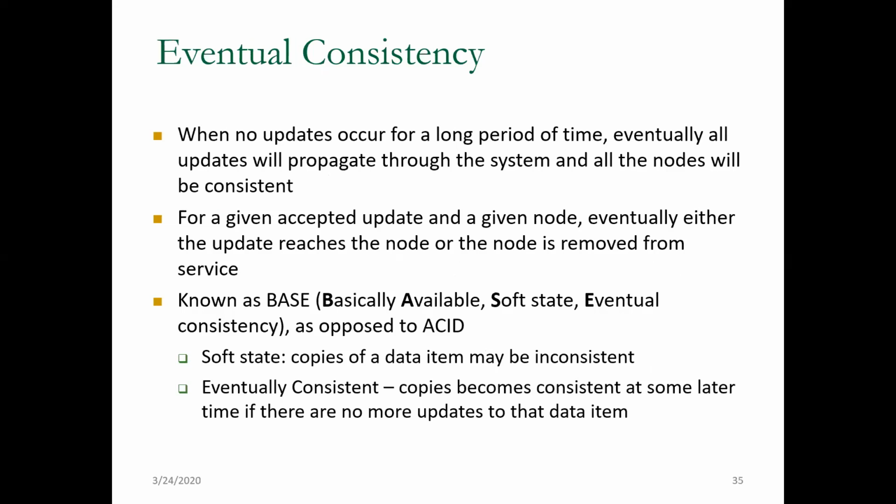In eventually consistent systems, if there are no updates for a longer period of time, only then will eventual consistency kick in. For given accepted updates, the system will wait for a particular period of time and then ensure that eventually consistent copies are released at all places. This is known as the BASE theorem: basically available, soft state, eventually consistent. The soft state means the copies of the data items are eventually consistent.